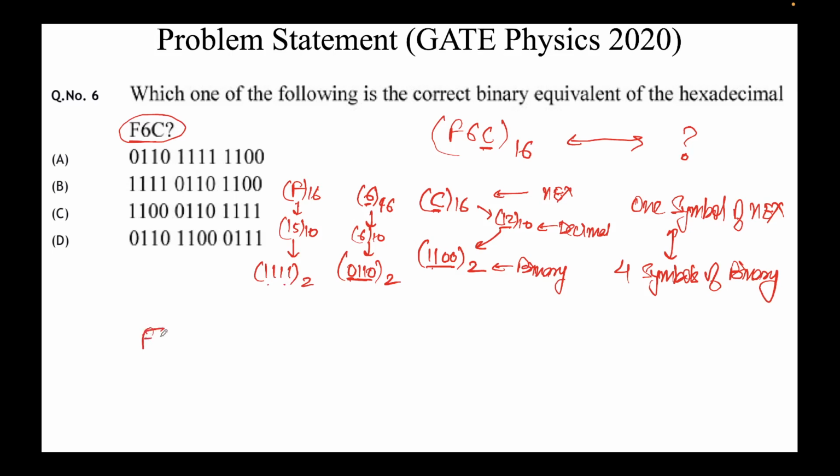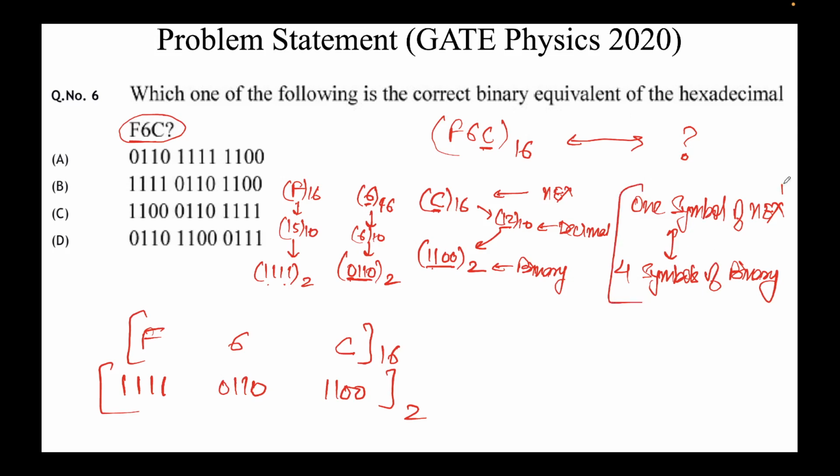So I can simply write F6C: F we converted to 1111, 6 to 0110, and C to 1100. This is the final number in binary at the bottom of your screen, while this was the number in hexadecimal. The extra 0 is there because there have to be 4 symbols. Note that this is the trick we used. So our answer is 1111 0110 1100, which is option B.